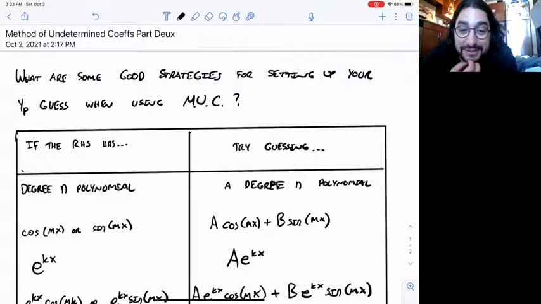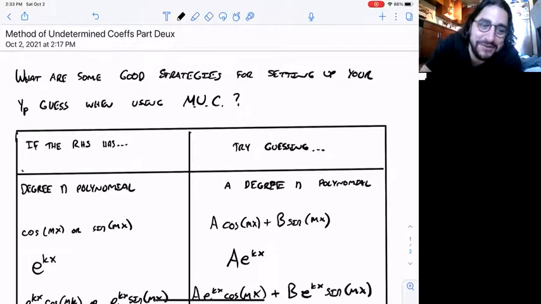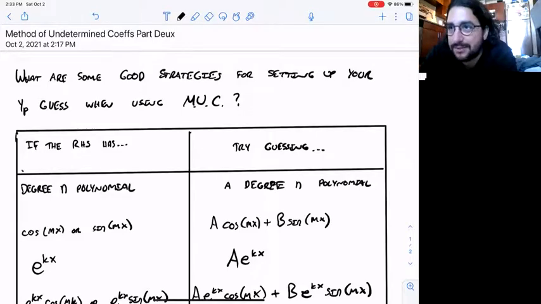Hello. So, as promised, here's a follow-up to round one on method of undetermined coefficients, where the right-hand sides were pretty nice, right? It was just x in the one case, so we guessed ax plus b. The right-hand side was cosine of x in another case, so we guessed a cosine plus b sine, right? I wanted to show some where they're a little messier, a little more complicated to set up your guesses.